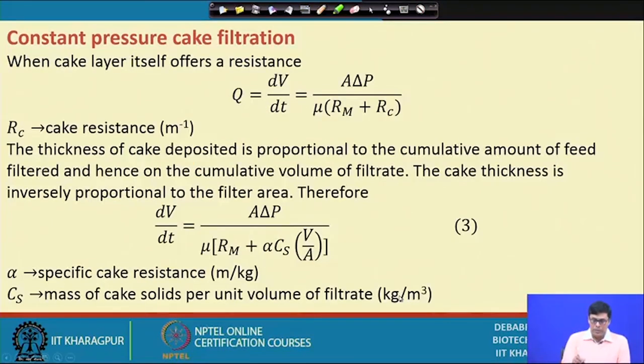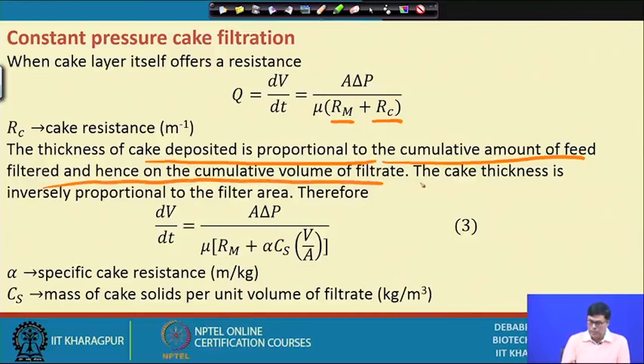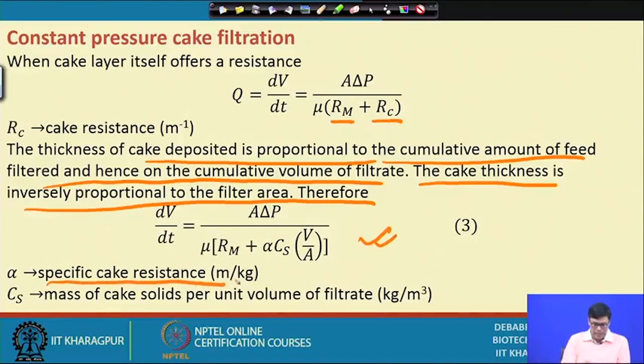Now finally, for constant pressure cake, we have this equation: dV by dt equals A del P by mu into (Rm plus Rc), where Rc is the cake resistance. The thickness of the cake deposited is proportional to the cumulative amount of solids filtered, and hence to the cumulative volume of filtrate. The cake thickness is inversely proportional to the filter area, and it can be written in this form, where alpha is the specific cake resistance, meter per kg, and Cs is the mass of cake solids per unit volume of the filtrate, expressed as kg per cubic meter.